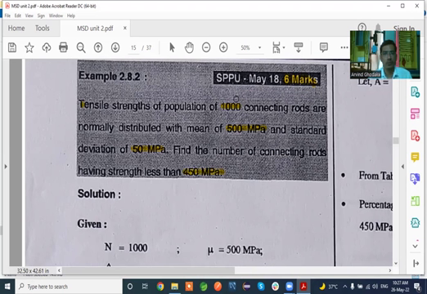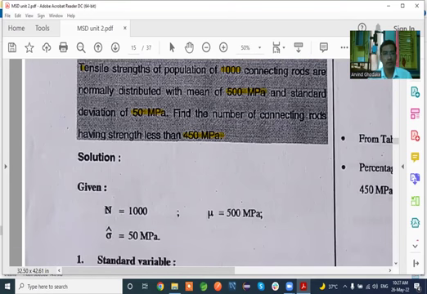So here 1000 connecting rods are produced. Out of that, the mean is 500 megapascal and the standard deviation is 50 megapascal. Our aim is to find the number of connecting rods having strength less than 450 megapascal. So in the solution, given data: the number of connecting rods N is equal to 1000. Then the mean is 500 megapascal, so mu is equal to 500 megapascal. Then sigma, the standard deviation, is 50 megapascal.